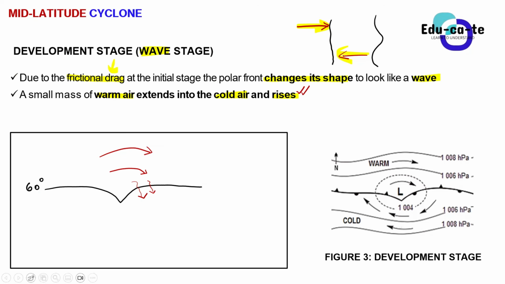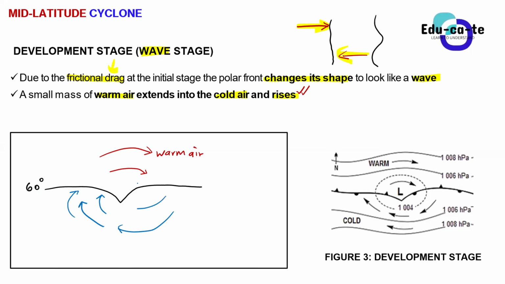Because remember that on one side we're having the warm air, on the other side we're having the cold air. So we are still having warm air on this side, right? And there is still cold air on the other side. But due to this frictional drag, you can see now that the air is actually bending this polar front.